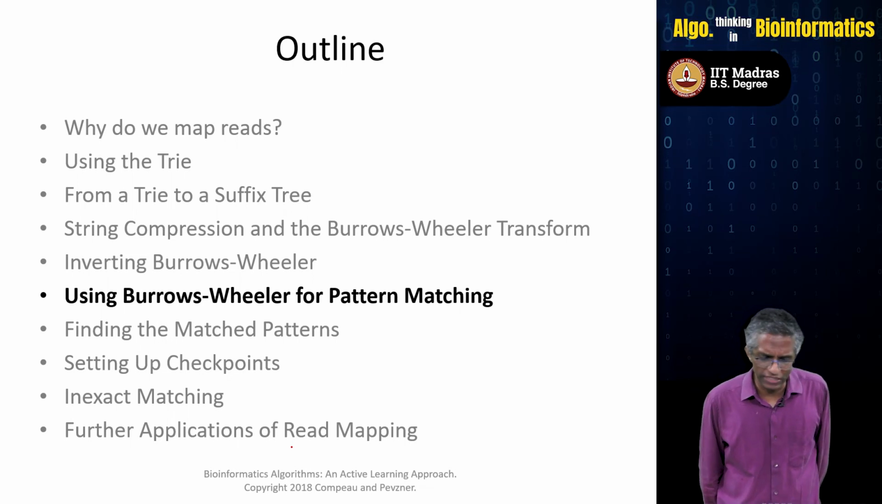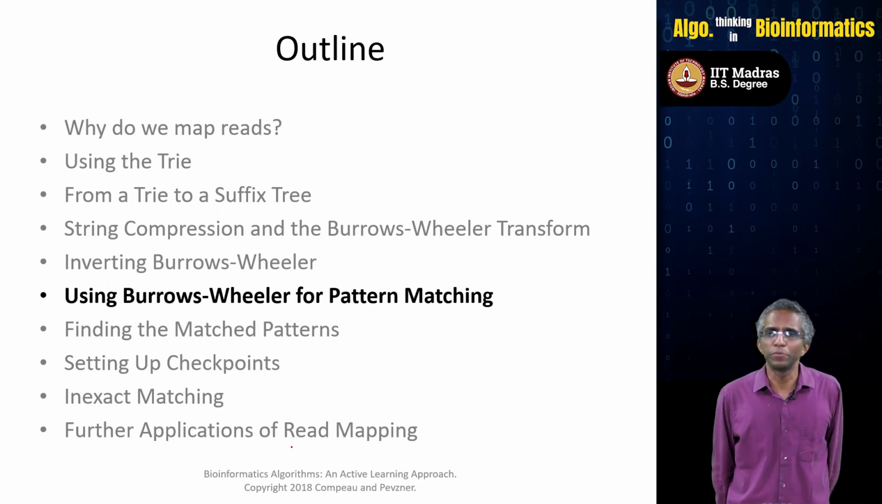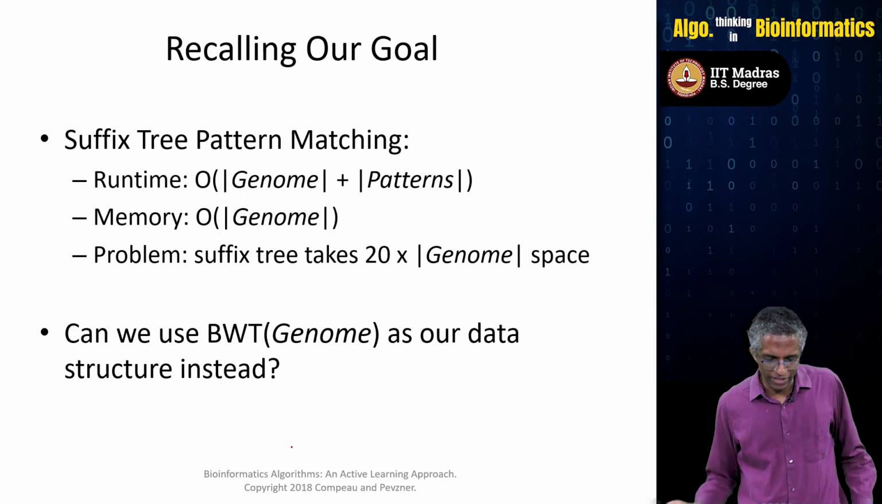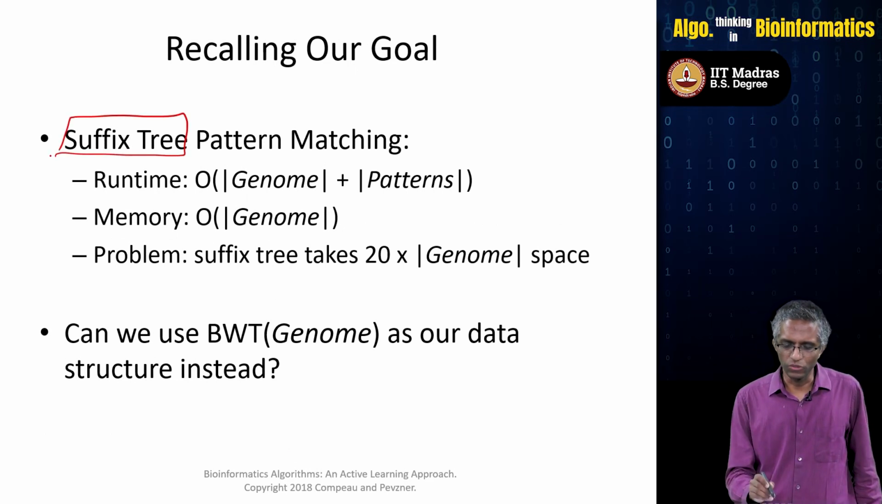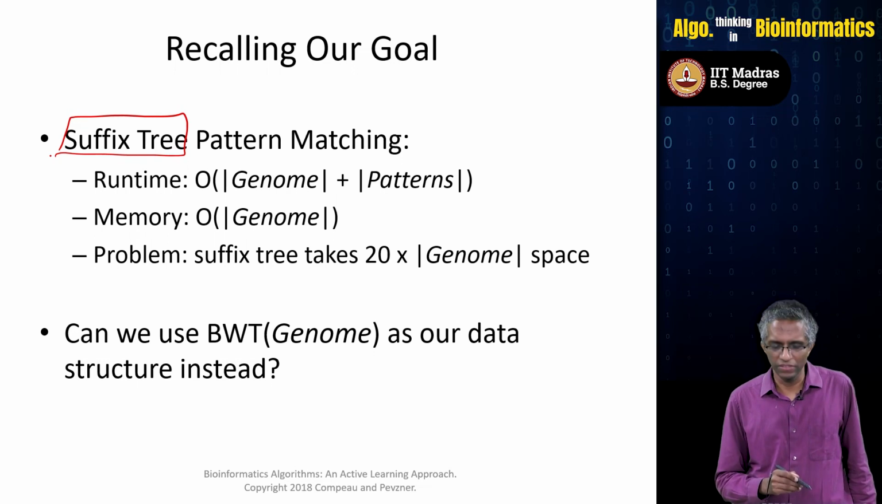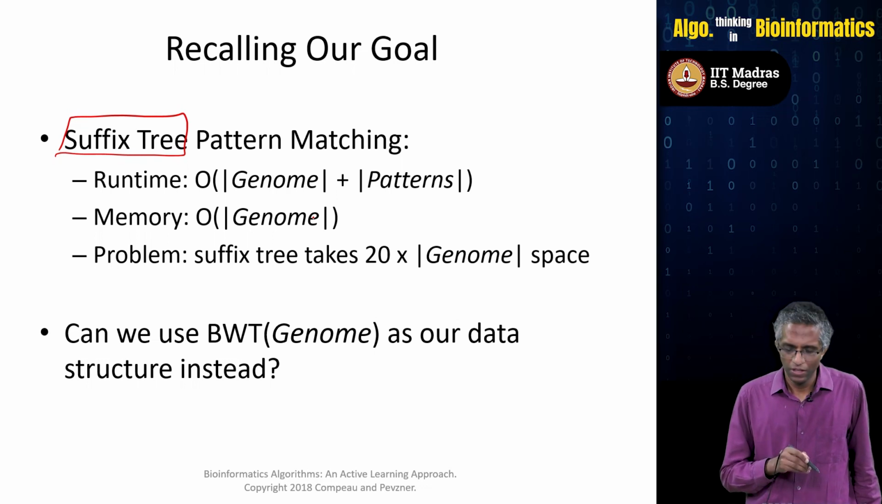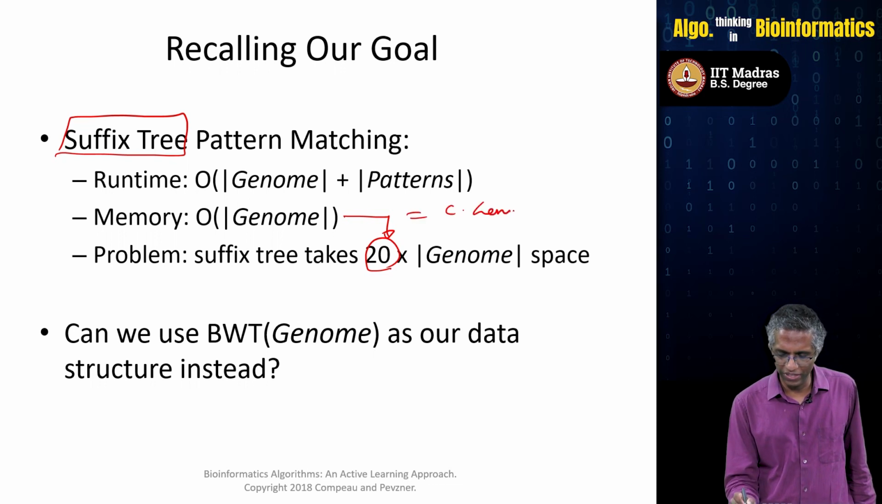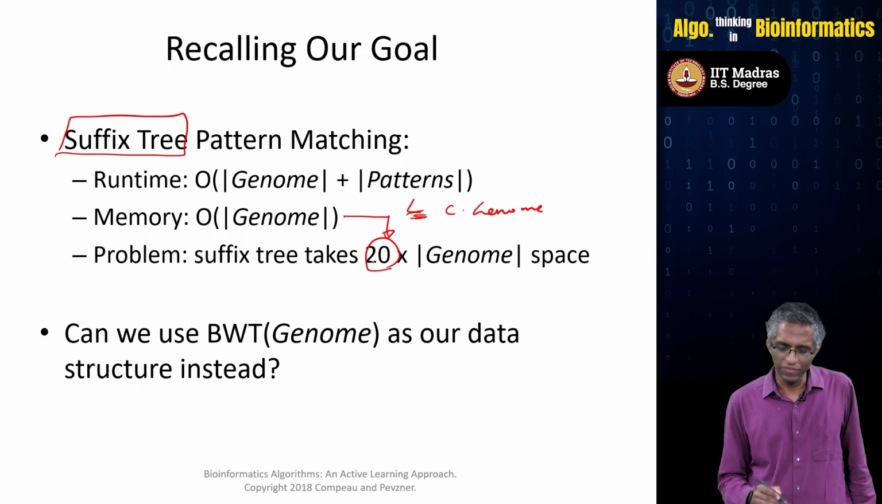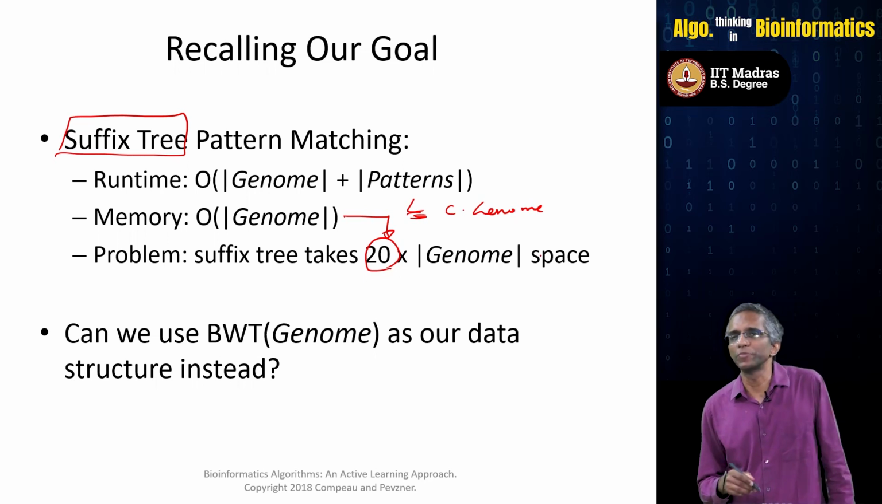That is what we will look at next, using Burrows-Wheeler for pattern matching. Just to recap, we already have a solution using suffix trees that was linear in the size of the genome and the patterns, with memory taking the size of the genome for storing the suffix tree. But the suffix tree has a hidden constant: basically C times genome, at most, for very large genome sizes, and C is going to be 20. So 20 times the genome space is required.